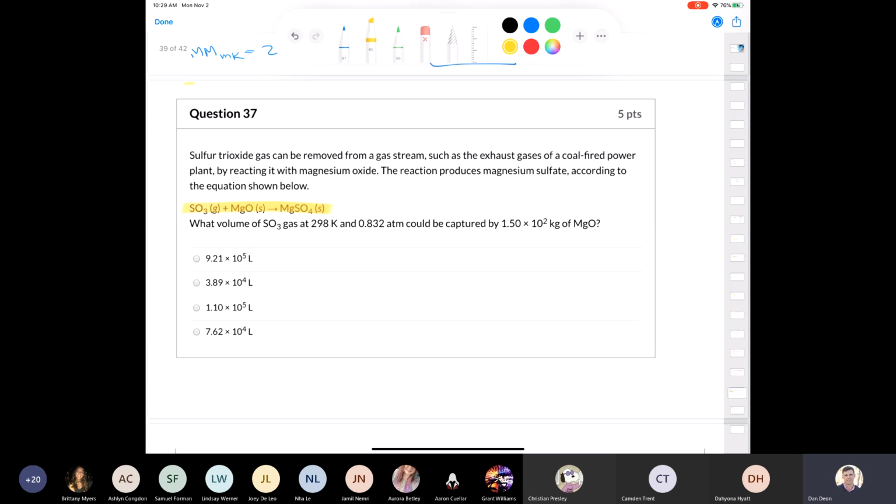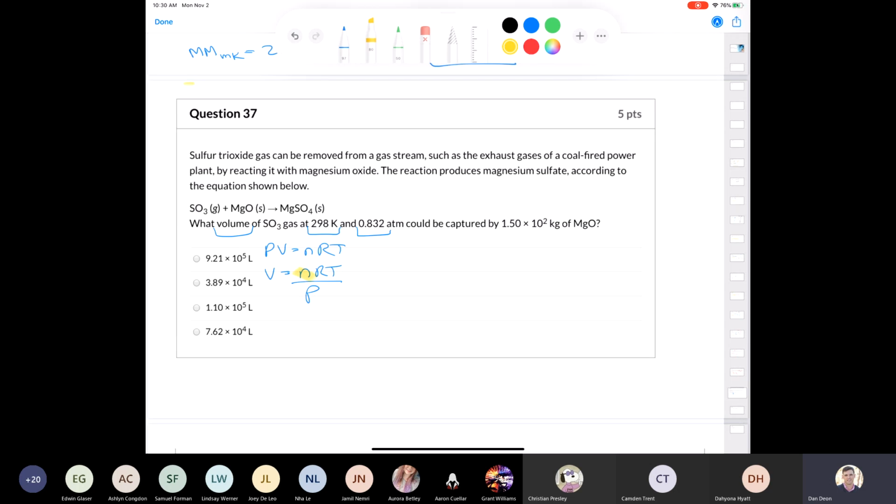We have a beautiful balanced equation given to us, and what it's saying is, what volume of sulfur trioxide gas at 298 Kelvin and 0.832 atmospheres could be captured by 1.50 kilograms of magnesium oxide? Well, we're given the temperature and the pressure, and we're trying to calculate volume. For that, we could use PV = nRT, so V = nRT over P. But what are we missing? We're missing the number of moles of sulfur trioxide.